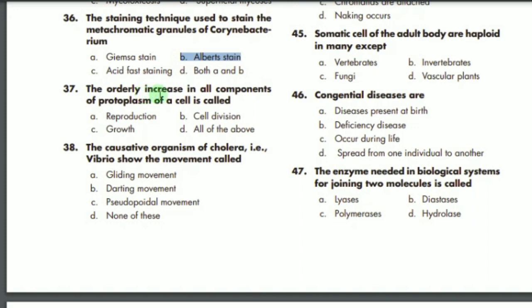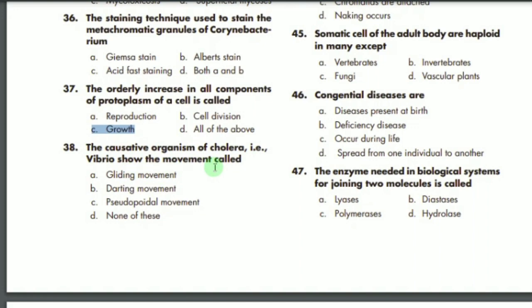MCQ 37: the orderly increase in all components of the protoplasm of a cell is called, what do we call it? We call that growth.